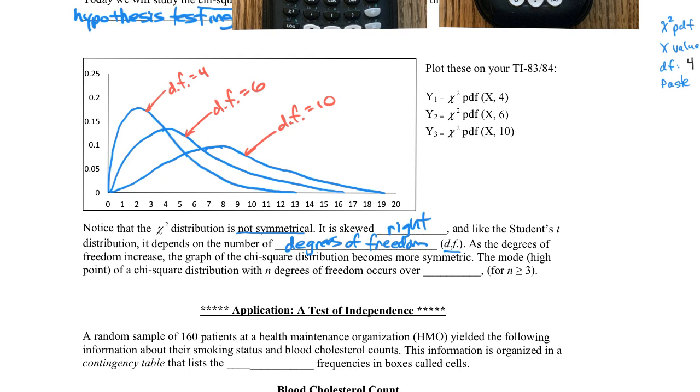As degrees of freedom increase, the graph of the chi-square distribution becomes more symmetric, but it never gets totally symmetric. The mode or the high point of the chi-square distribution with n degrees of freedom occurs over n-2.